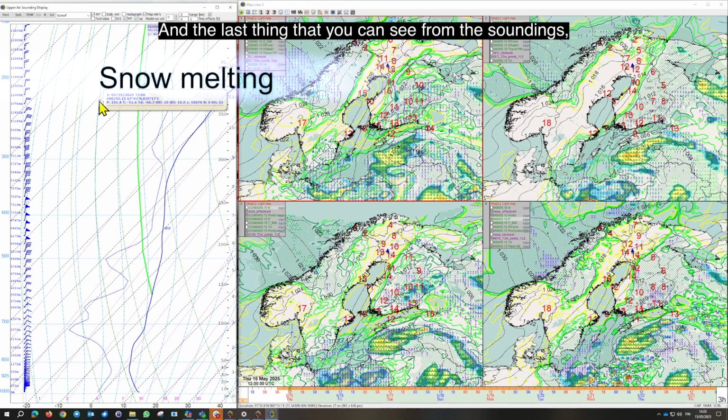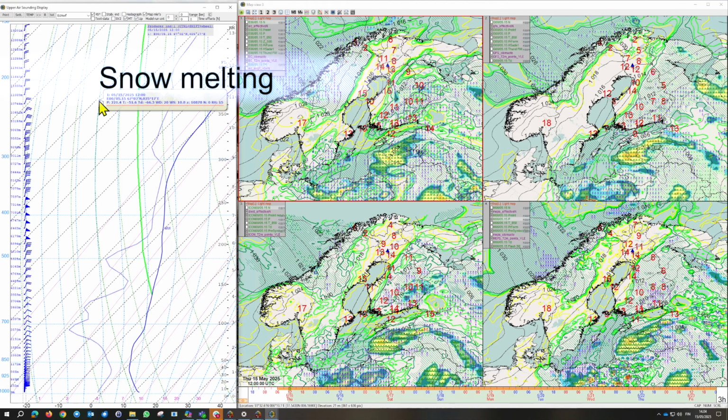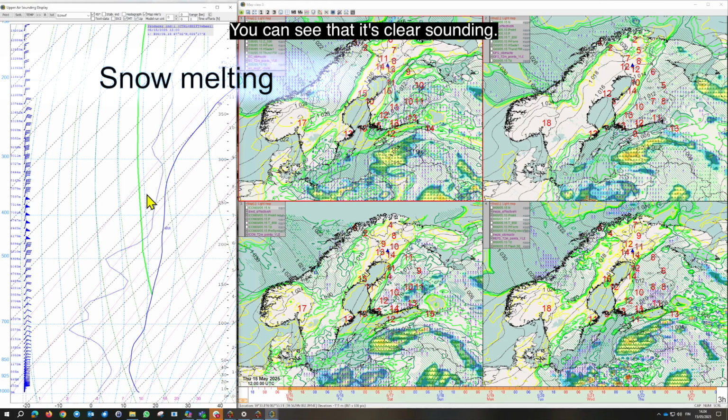And the last thing that you can see from the soundings, especially during the colder times of the year, is the potential for snow melting, whether it's happening or not. And here is actually a great example of that. So my temperature is over 10 degrees Celsius, and I don't have any clouds here. You can see that it's a clear sounding. But my dew point temperature is on the negative side. So actually, this layer of air is extremely dry.